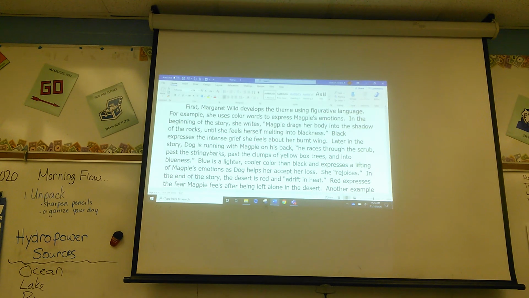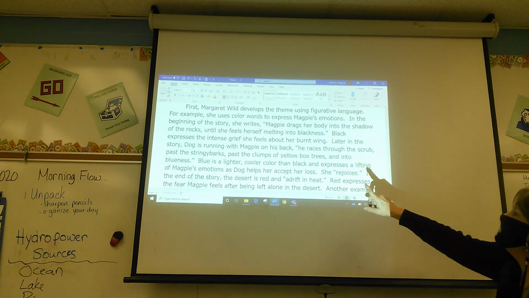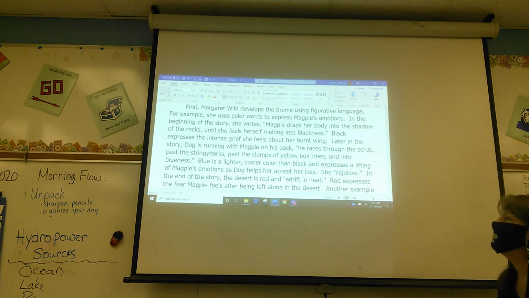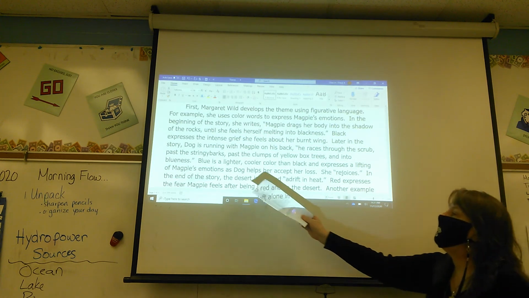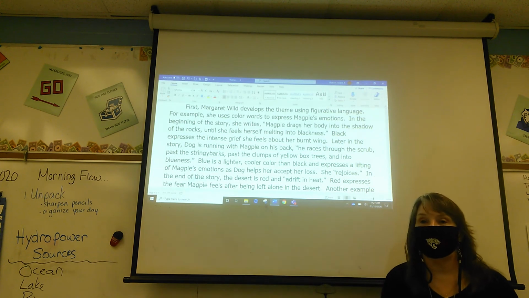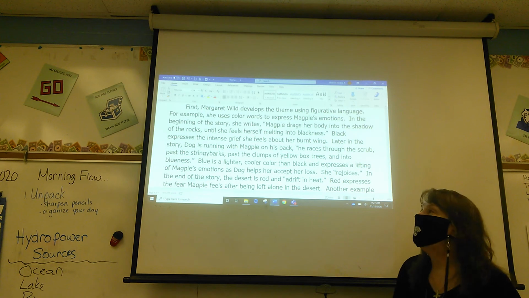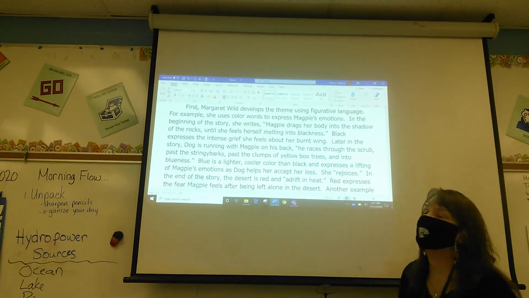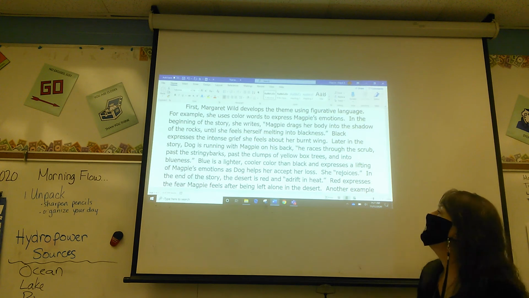Later in the story, there is another cited piece of evidence to support this idea that she uses color words. Later in the story, Dog is running with Magpie on his back. And here's another quotation. "He races through the scrub, past the stringy barks, past the clumps of yellow box trees, and into blueness." Close the quotes. Now, elaboration. I don't just give the detail. I have to say more about it. I have to connect it to this idea that she uses color words to express emotions.